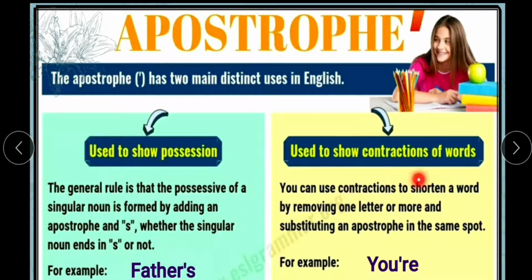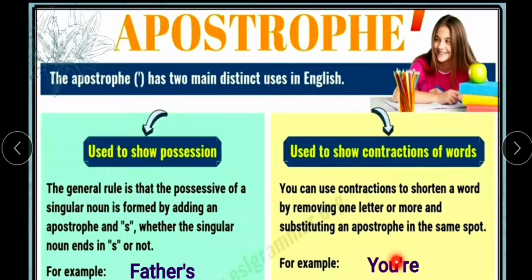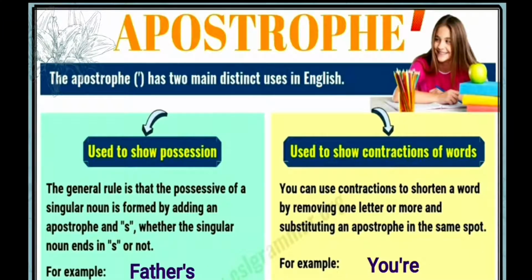And the second rule, the second time we have to use it, is contractions of words. It means if you omit any words, if you delete any letters and shorten it, that time we use apostrophes. See the example. You're. In case of the full form, we write Y-O-U A-R-E. But as A is omitted here, I use apostrophe here. Okay? So like this way, you have to use apostrophe.